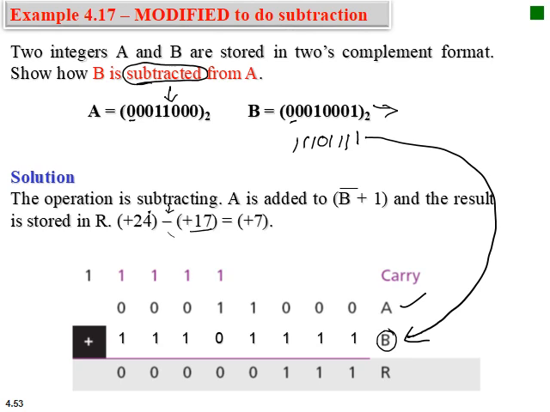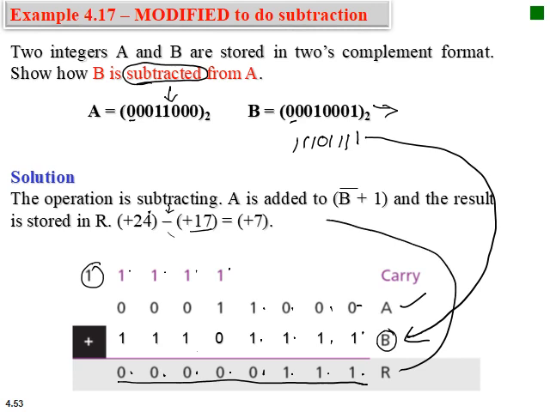So 0 plus 1 gives us 1, 0 plus 1 gives us 1, 0 plus 1 gives us 1, 1 plus 1 gives us 0, carry 1, and so on, gives us 0, carry 1. This carry falls away, and what we're sitting with is this result here, which is 7. In other words, the answer is still 7 if we do it this way around.